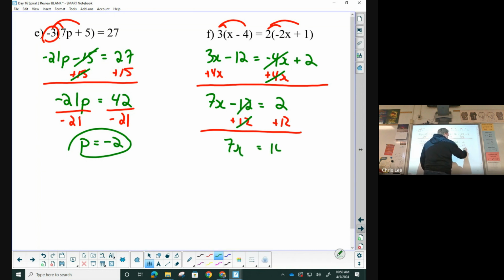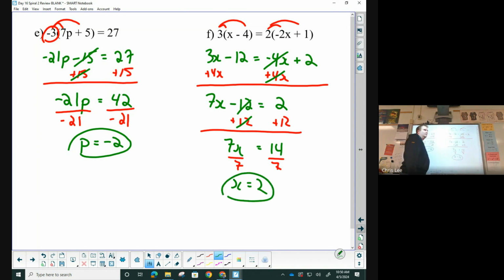Divide both sides by positive 7. x equals 2. Another check mark. Okay, so I added 12 to both sides, got me 14, divided both sides by 7, and we're set.